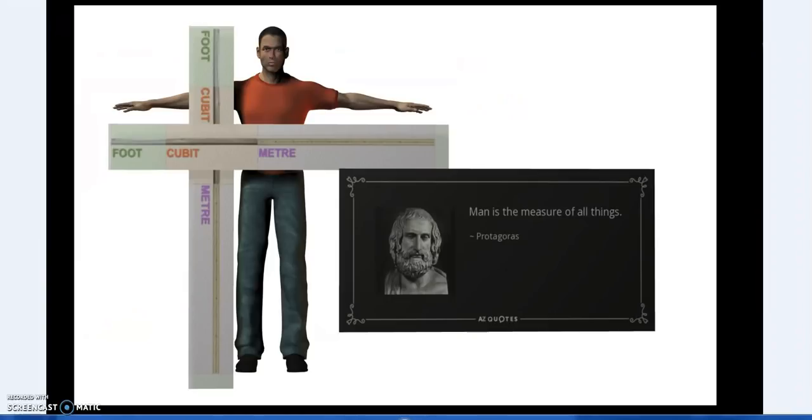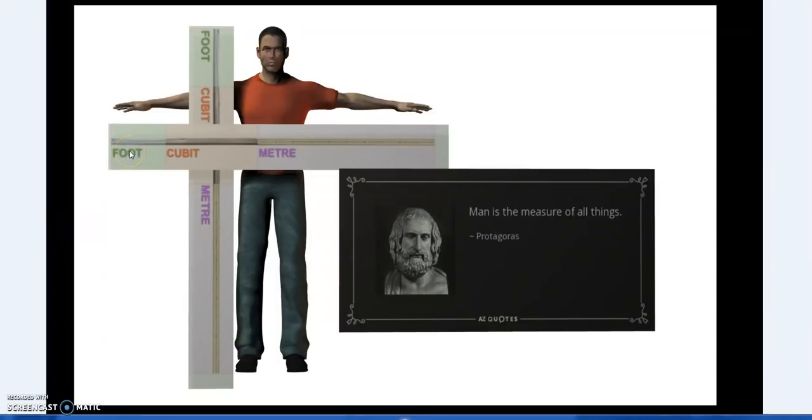Man is a measure of all things. Protagoras. I've covered in a previous episode where the Greeks and Romans learned the year and their divisions of time from the ancient Chaldeans and from the ancient Egyptians; they specifically tell us so. Now, man is a measure of all things.